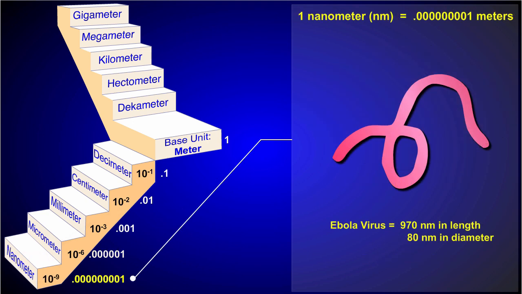Nanometers are even smaller, at 1/1,000,000,000th of a meter. Viruses are measured in nanometers. The Ebola virus is about 970 nanometers in length, so almost a micrometer, but only 80 nanometers in diameter. Other viruses can be even smaller. They're so small that they require special electron microscopes to view.